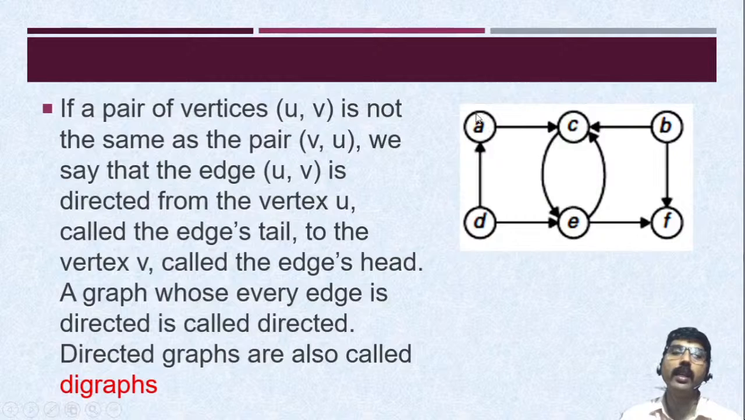If I consider this one as U and this one as V, the edge UV is not the same as VU. In a directed graph, these are not the same. AC is not the same as CA.